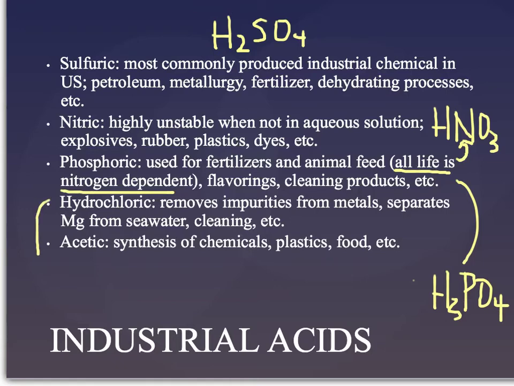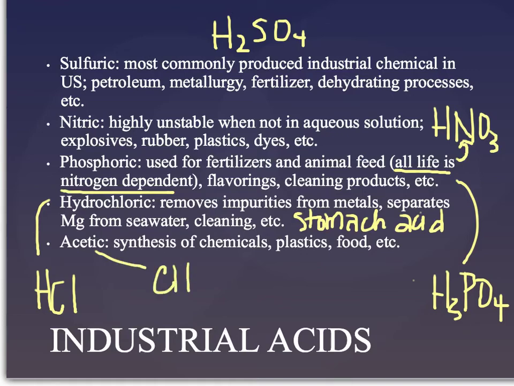Our next one is hydrochloric, which we've used in lots of examples. Hydrochloric is used a lot of times for removing debris and impurities from metals because it will pull those impurities off and release them as hydrogen gas. It's used in a couple of other functions as well, in addition to being stomach acid. So your stomach digests food using hydrochloric acid. And then our last one is acetic, which is another one we've used quite often as an example.